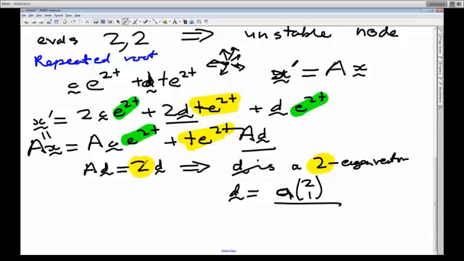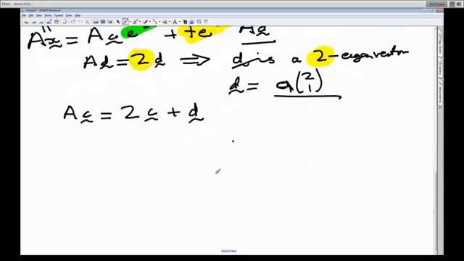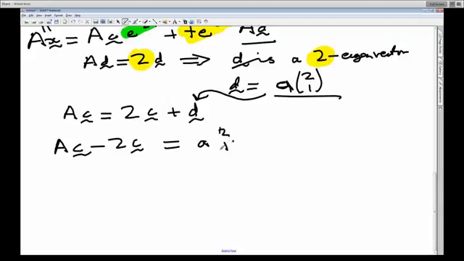The green equation gives AC is equal to 2C plus D. That's all the coefficients of the green bits put together. In order to solve this, we know what D is now, and we've got to put all the C's together. So let's put them all on one side for the moment. D is the A21.